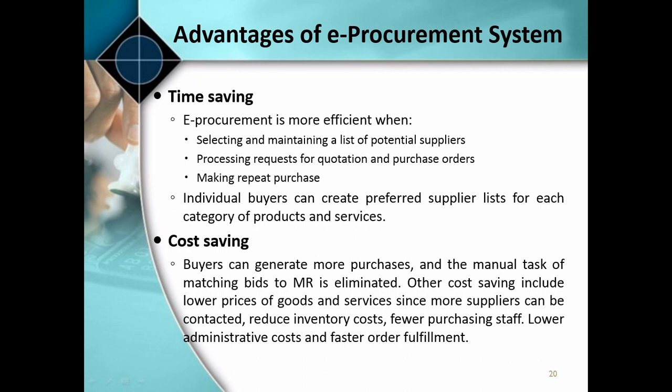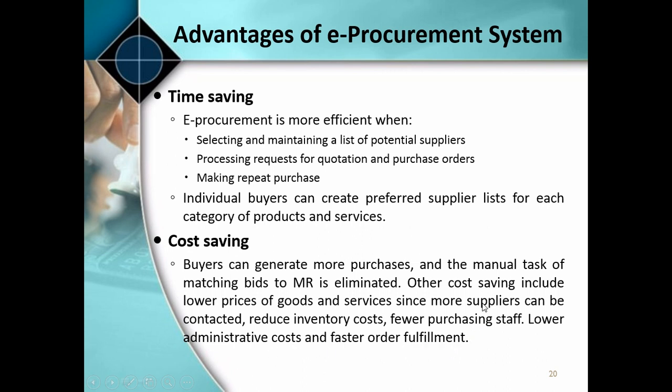Okay, the manual task of analysing quotation and to match it with material requisition can be eliminated. Okay, which is kalau secara manual korang kena match kan antara bids dengan material requisition. Okay, so sekarang korang dah boleh eliminate, semua sistem yang buat. Other cost saving include lower price of goods and service since more supplier can be contacted, reduce inventory costs, fewer purchasing staff, lower administrative costs and faster order fulfillment.